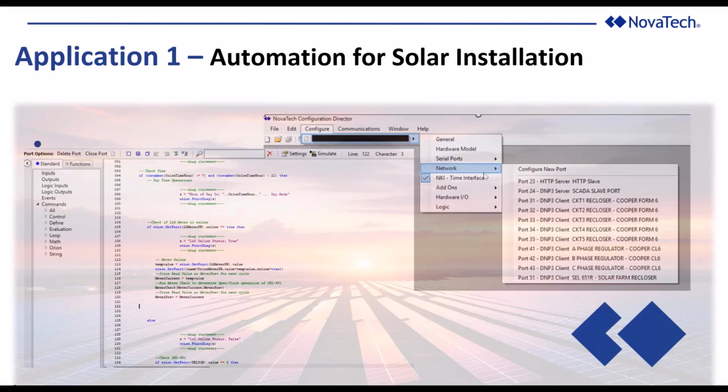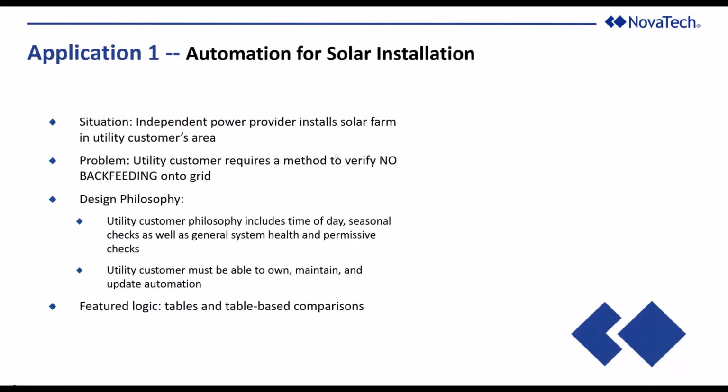All right, so application 1 was automating a solar installation. The background here is that an independent power provider joined a utility's generation grid. So they're required to let them in, the utility customer. So there's now a solar farm. So you have to bring the solar farm into your system as the utility and also control it as if it were your own, even though it's not.